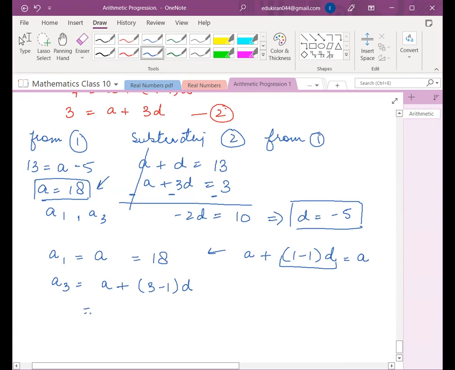So how much is A3? Tell me. A is 18 plus 2 into minus 5. What is the answer? 8. 18 minus 10 is equal to 8. Okay, good. So the same way you can do the first part also, which we did by another method.